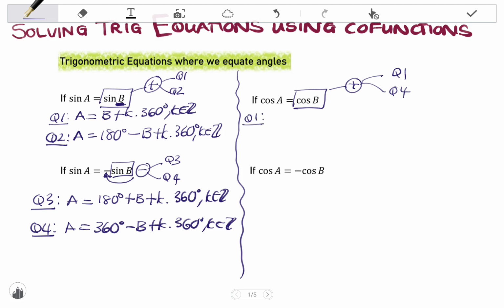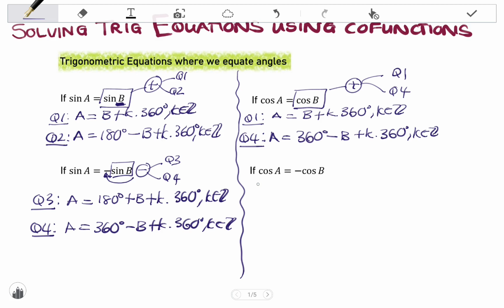Okay, so the general solution from quadrant 1 is my angle, which is the angle from the left-hand side, equal to my key angle, which is the angle from the right-hand side, plus multiples of the period. Okay, in quadrant 4, I have my angle equal to 360 degrees minus the key angle, plus multiples of the period.